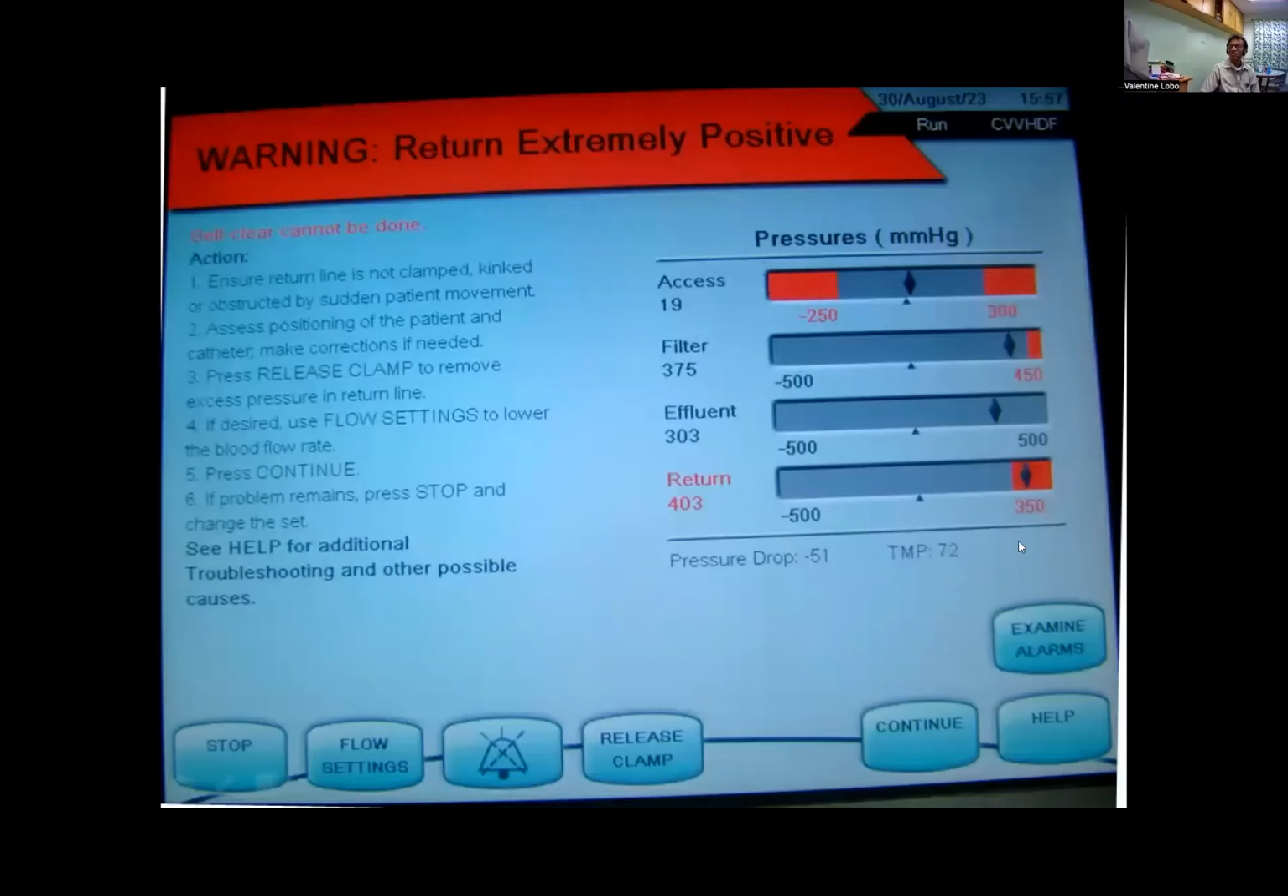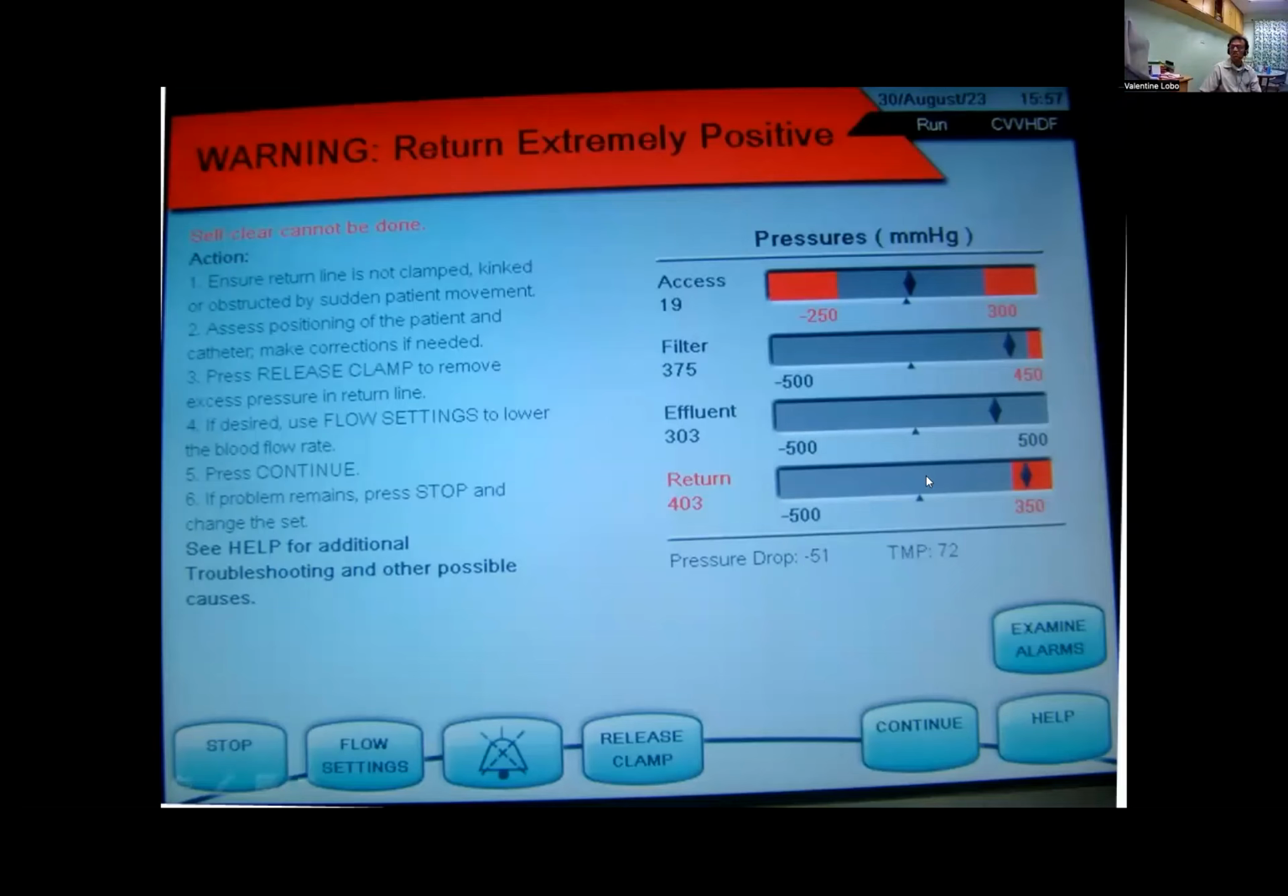This is the opposite situation. We have a return pressure which is extremely high. The return pressure is 403, well into the red, which means that something has happened to the return line. Now, because the return pressure is normally at a positive level and it is after the blood pump and the filter, a clamp exists on the return line to prevent any dangerous situation like clots and air reaching the patient in an alarm situation.